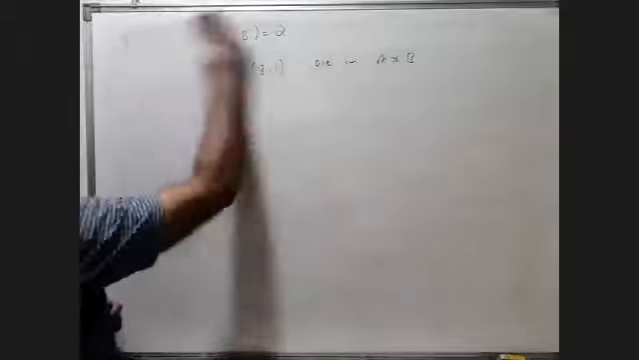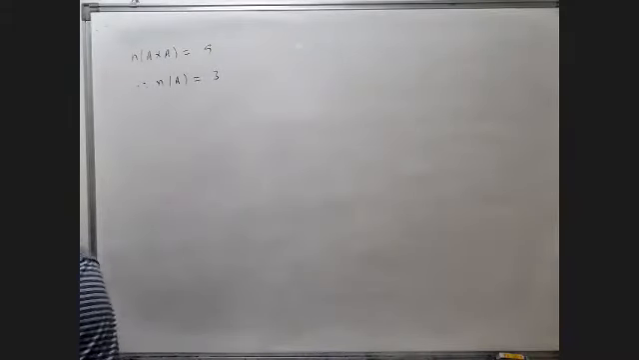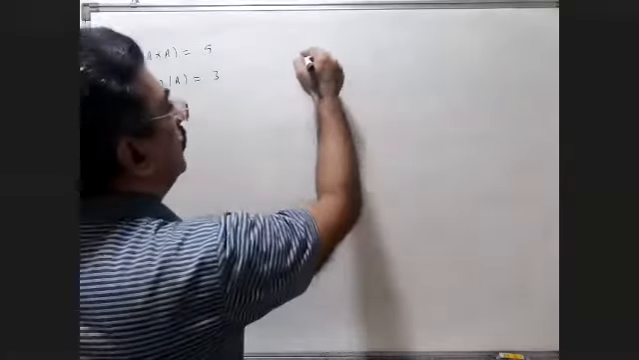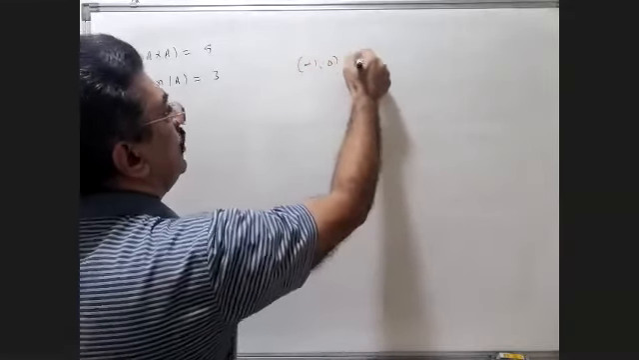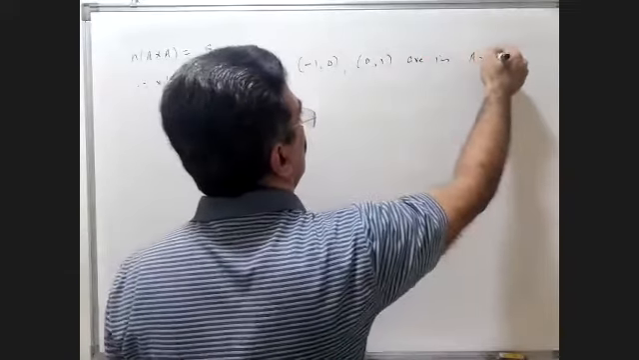Now, A cross A, check one. n(A cross A) is 9. Therefore, n(A) will be 3. Number of elements in A is 3. Then only A cross A is 3 into 3, 9. Now, a few elements are given. Which are the elements? (-1, 0) and (0, 1) are in A cross A.